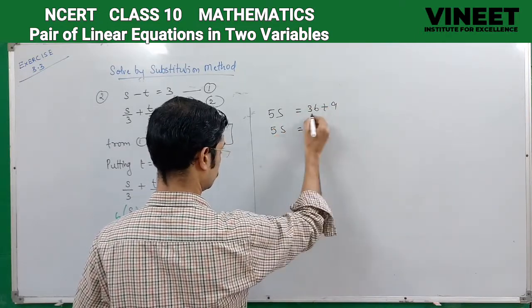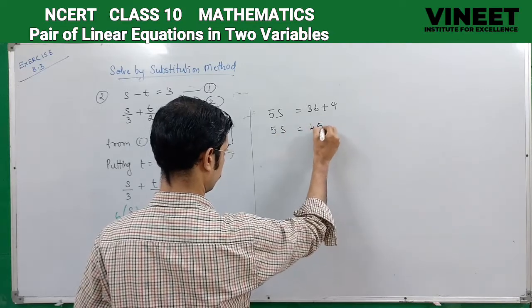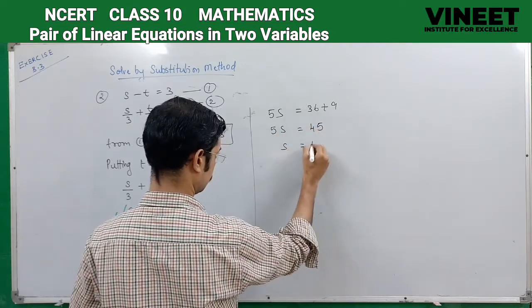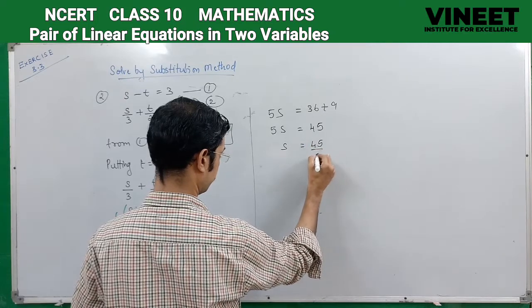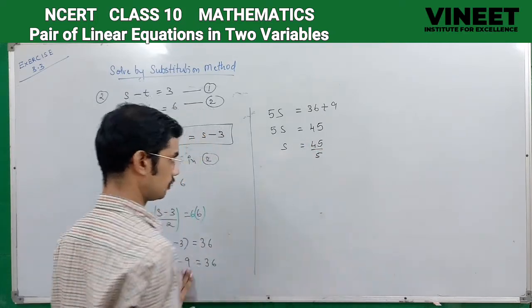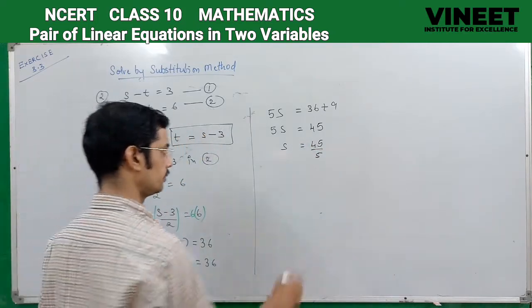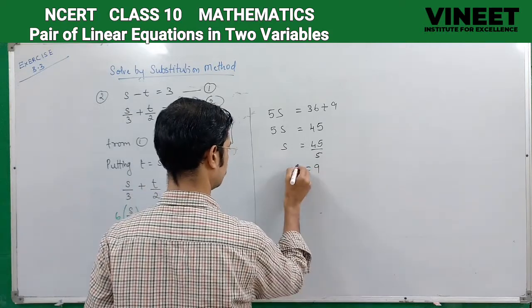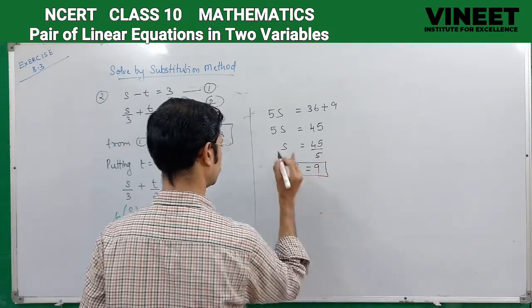So 5s equal to 36 plus 9 is 45. So s equal to 45 by 5. S is equal to 45 by 5, that is 9. S becomes 9. Value of S is 9.